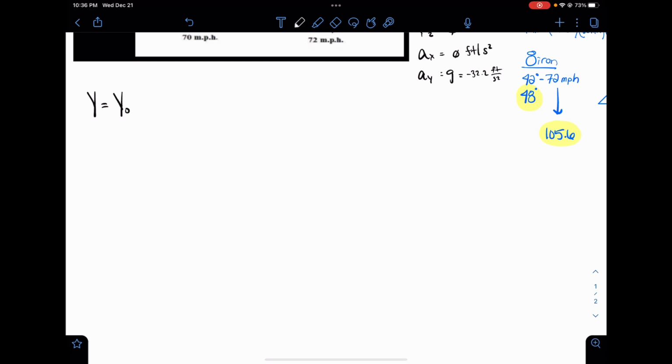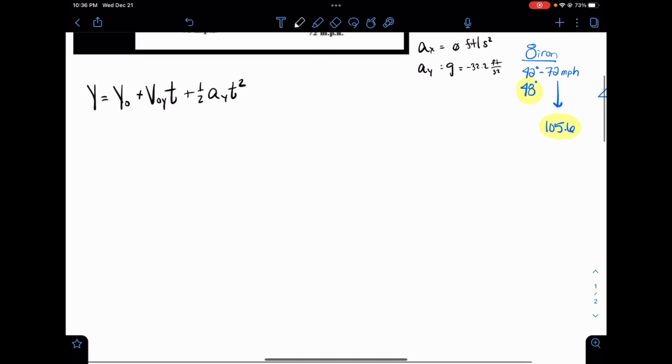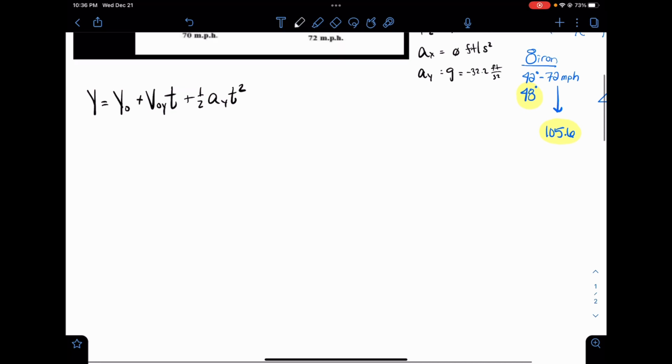Okay, so for this, we're just going to use the most common kinematic equation: y equals y naught plus v naught, in this case y direction, times time, plus 1/2 acceleration in that direction times time squared. So our initial position is 0, but also our final position is 0 for height, plus our initial speed, which is also 0, times time, plus 1/2 g t squared.